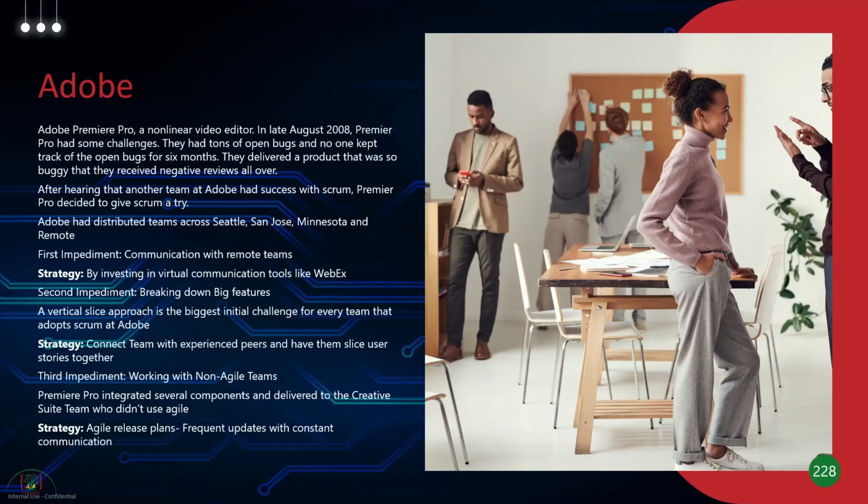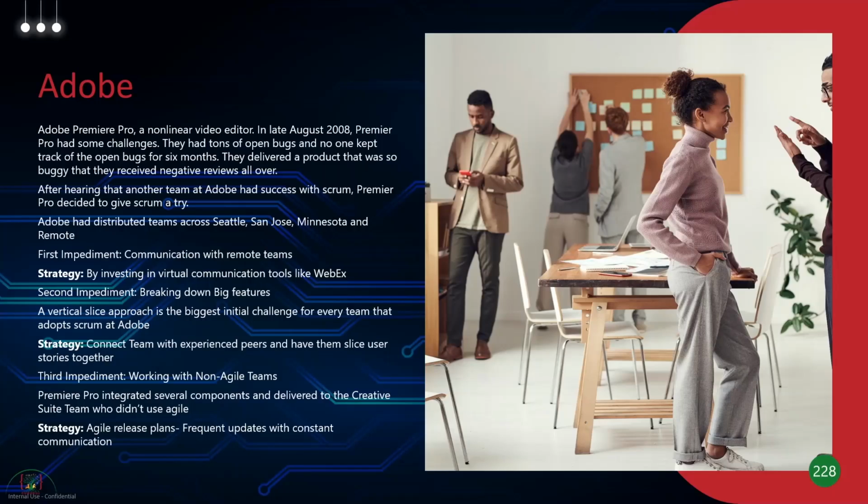The second impediment was breaking down big features. So what they did was they did a vertical slice approach. Basically, they connected teams with experienced peers and they let them slice user stories together. Again, teamwork, collaborative teams. Third impediment, they were working with non-agile teams. So they integrated with certain teams like the creative suite team, who didn't use Agile.